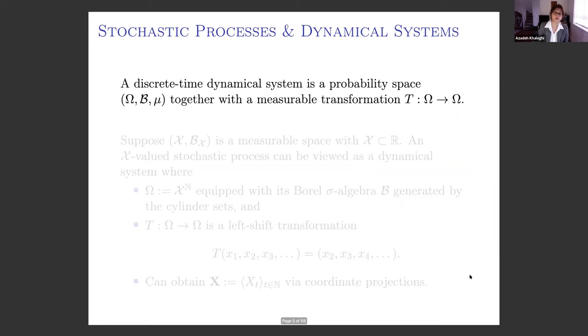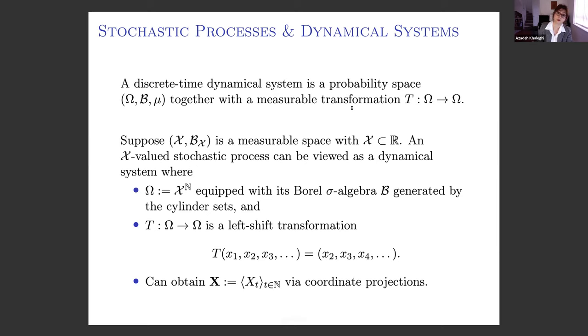One of the approaches is to use dynamical systems. So what's a discrete dynamical system? It's basically a probability space together with a measurable transformation. Now, we can basically use dynamical systems to view stochastic processes. So a discrete-time stochastic process could be viewed as a special case of a dynamical system. Here, your measurable space will be, suppose you have an alphabet, which is a subset of the reals. For example, it could be the bounded 0-1 interval. So these are the values of your stochastic process.